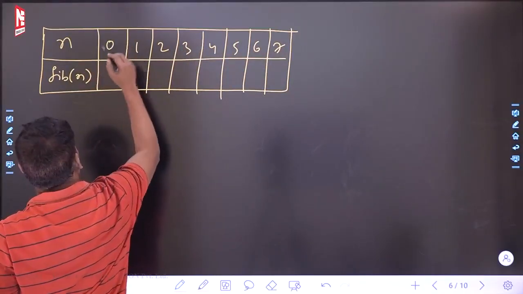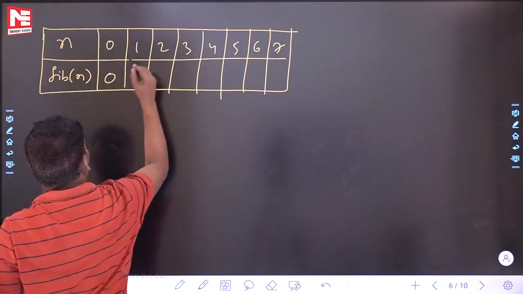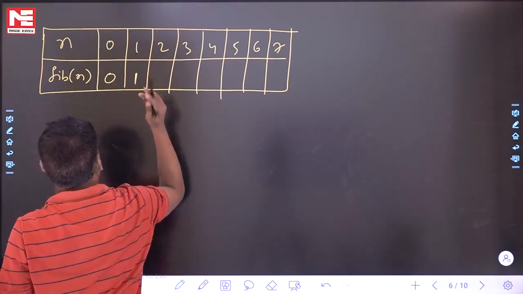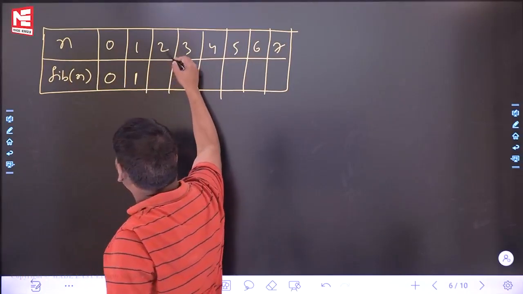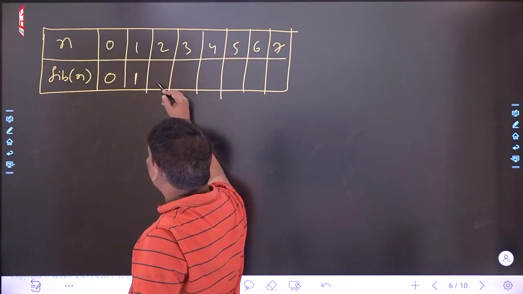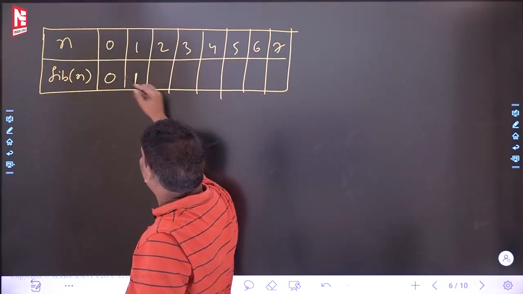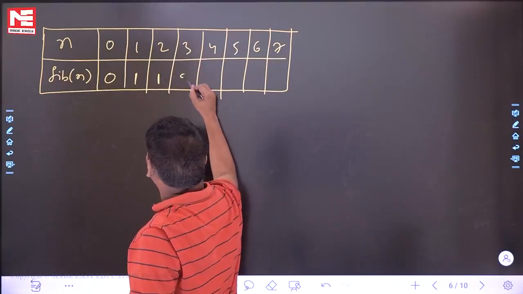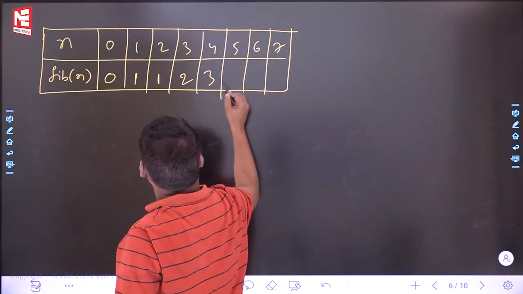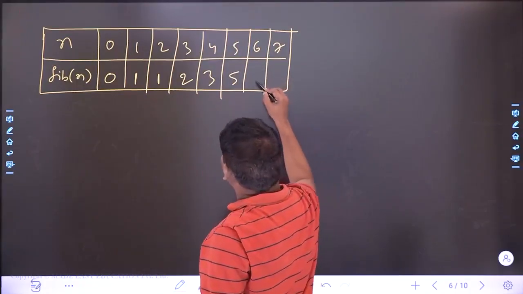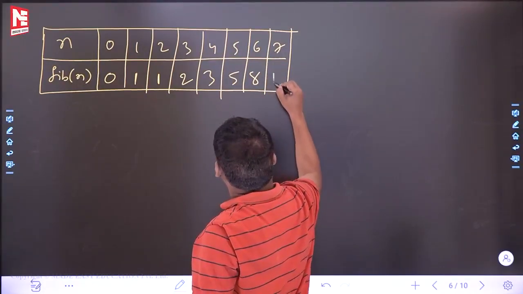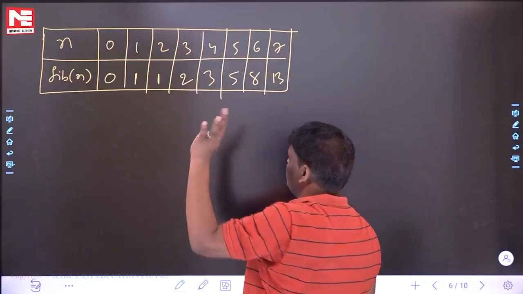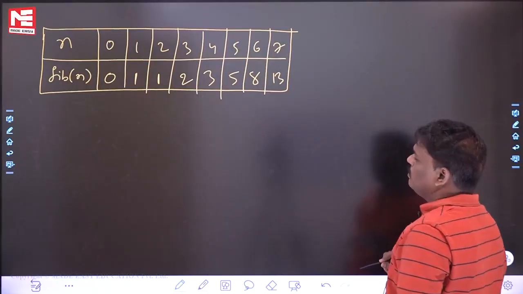N value 0. What is the Fibonacci of 0? 0. N value 1. What is the Fibonacci of 1? 1. N value 2. Fibonacci of 2 is equal to Fibonacci of n minus 1 plus Fibonacci of n minus 2. Add both: 1. Fibonacci of 3, 2. Fibonacci of 4, 3. Fibonacci of 5, 5. Fibonacci of 6, 8. Fibonacci of 7, 13. This is the Fibonacci series.